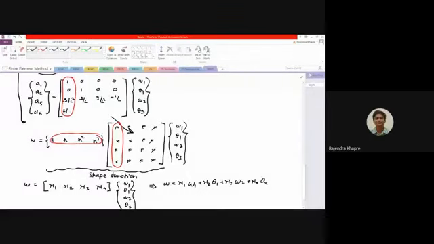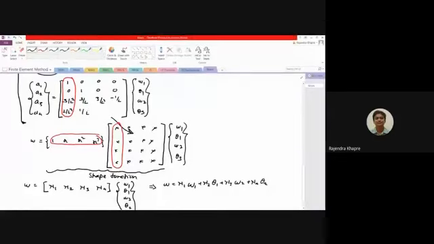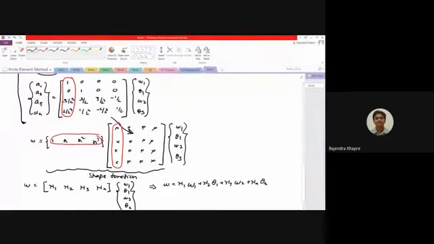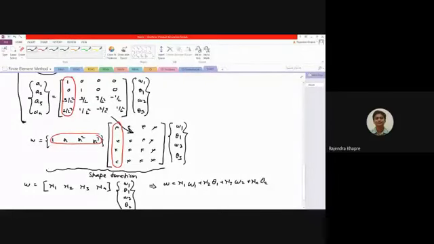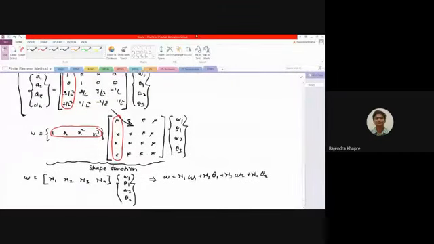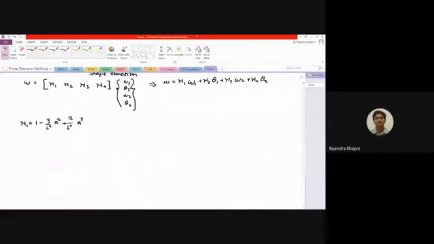This is 2 by L to the power 3. Okay, this is 1 divided by L square. This is minus 2 upon L to the power 3, and this is 1 upon L square. I think this is correct now. Yes, sir. Okay, so that was a mistake from my side. Anyway, just see whether you are getting the correct values or not, and ultimately what you are going to get is this N1. So this is the value of N1.